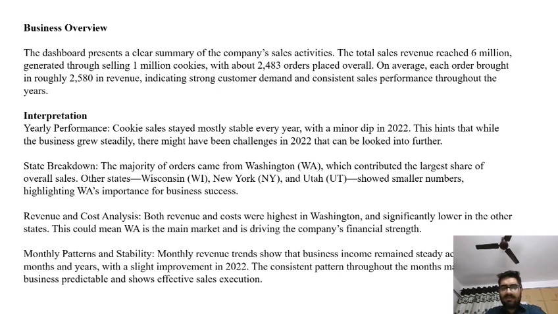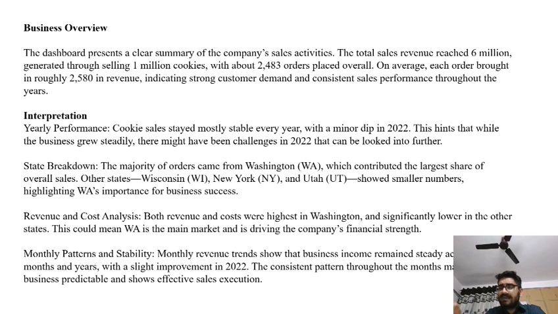Sir, if I talk about the yearly performance, cookie sales stayed mostly stable every year with a minor dip in 2022. If I go back to the slide, you can see a minor dip in the year 2022. This could be due to any factor. The business grew steadily, but in 2022 the business might have faced some challenge.